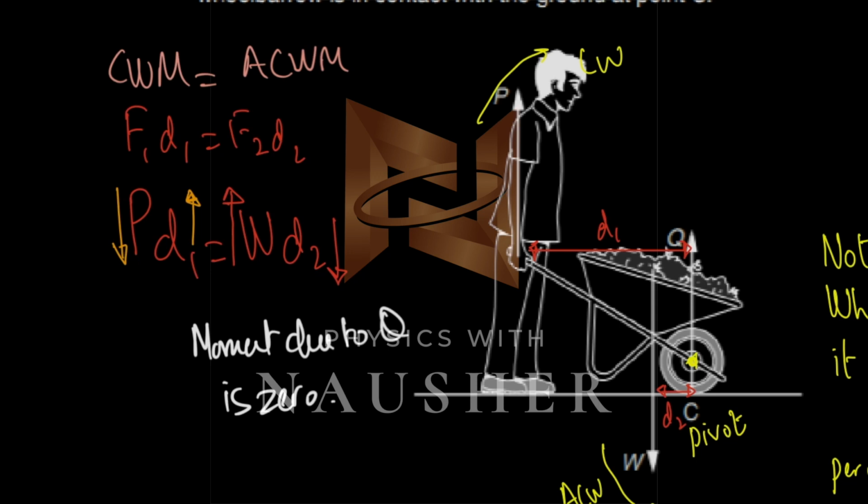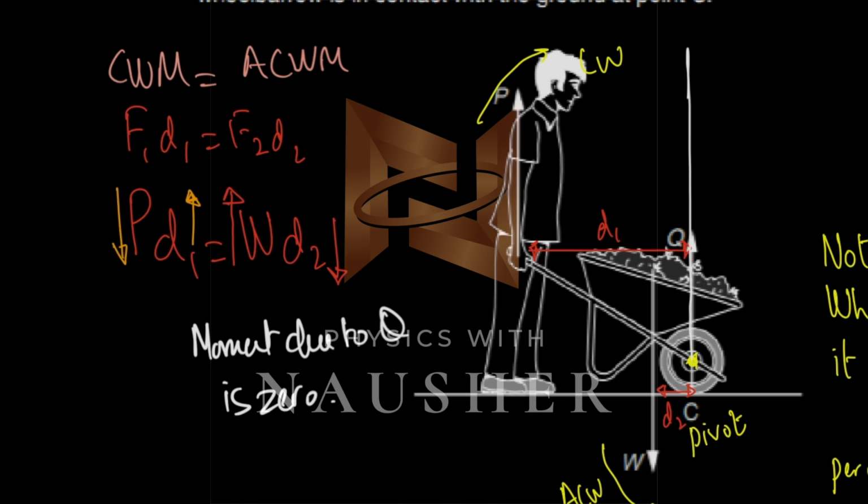Now in the actual diagram, if this is P, what is your distance from the pivot? Remember, there is one simple way to find the distance from the pivot. Is P vertical or horizontal? It's vertical. So just make a vertical line on the pivot. If this is the vertical line that is on the pivot, what is the distance between these two lines? I'm giving it the distance D1. This is the distance that I'm going to use for my moment. So P into D1. Similarly, W is also vertical. Make a vertical line on C. What is the distance of W from the pivot? I'm giving it the name D2. So W into D2. So P into D1 should be equal to W into D2.